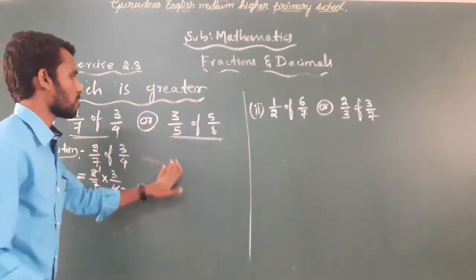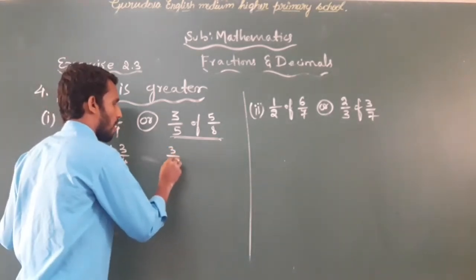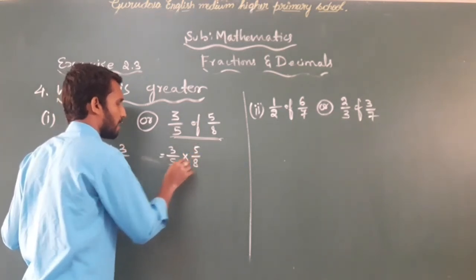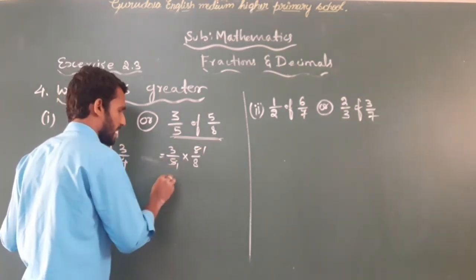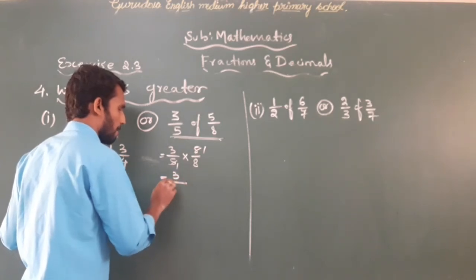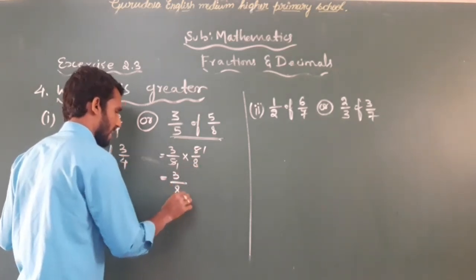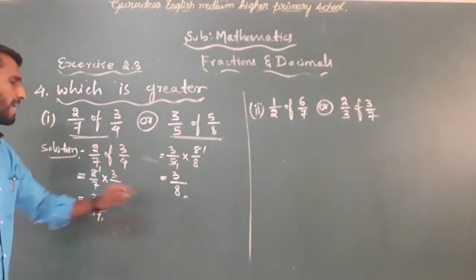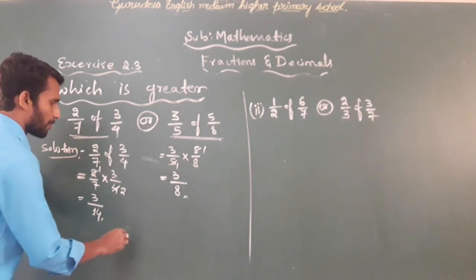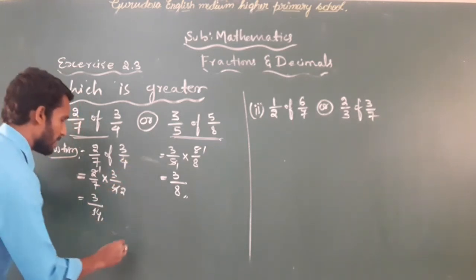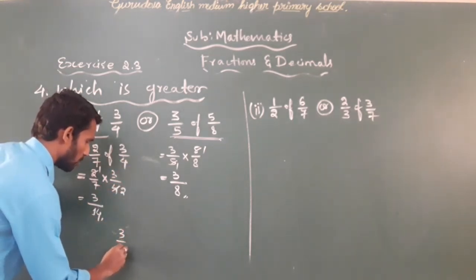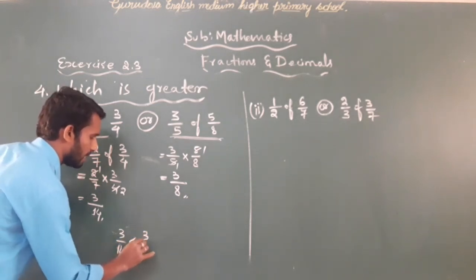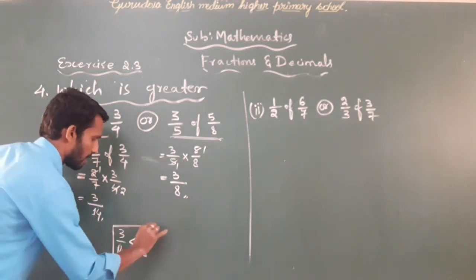Next, the second part of this question. 3 by 5, we know 'of' represents multiplication, then 5 by 8. The 5s cancel here. 3 into 1 is 3, 8 into 1 is 8. See, we got 3 by 14 and 3 by 8. Yes, friend, in this problem 3 by 14 is smaller than 3 by 8. Okay, this is the solution.